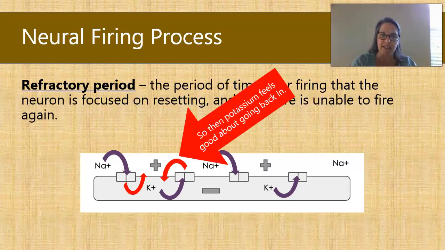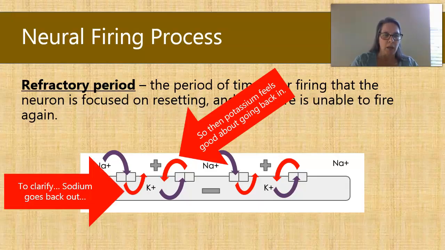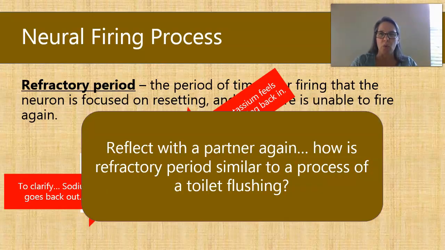So then the potassium feels good about going back in. Again, our potassium goes back into our axon, and then the sodium goes back out. Take another second. I'm going to pause the video, and then I want you to keep going with our toilet flushing analogy. How is this refractory period similar to the process of flushing our toilet?